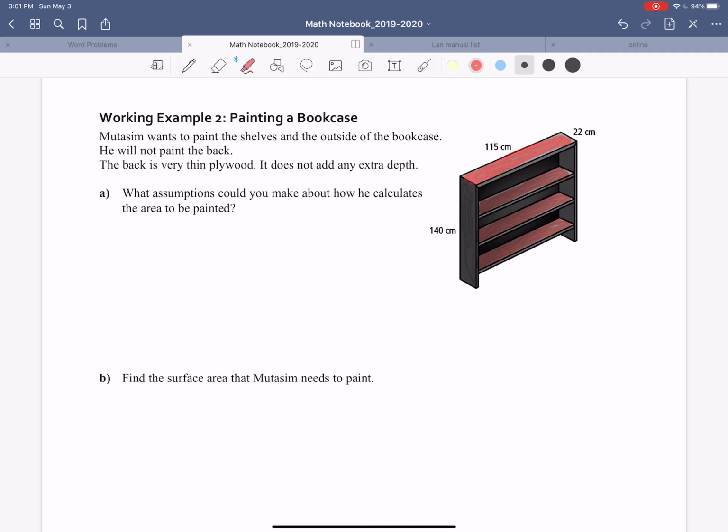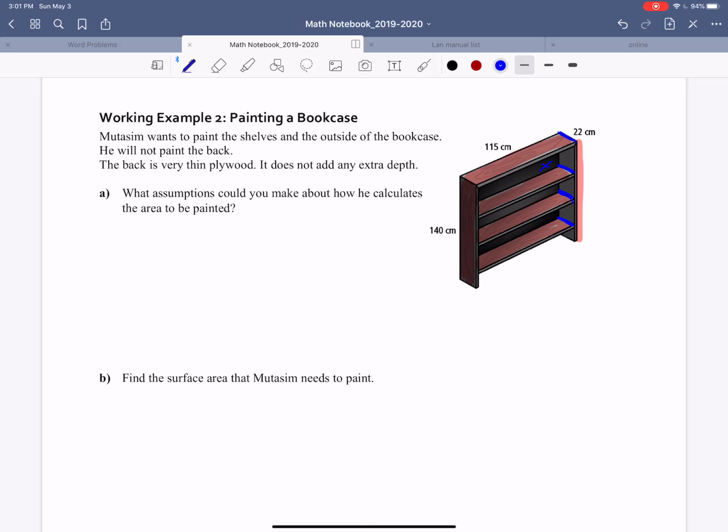Okay, so this part plus that part plus the part at the back. Okay, so he will not paint the back. The back we don't worry about. The back is very thin. Plywood does not add any extra depth. Okay, so basically it's saying that the back is plywood, so we assume the back does not exist. And then the length here is the same as the length here. Basically, it's telling us this.